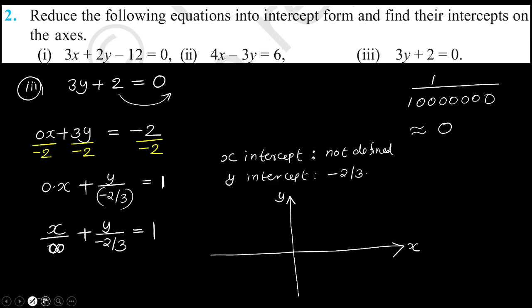The y-intercept is minus 2 by 3, which means it cuts the y-axis at minus 2 by 3. The line cuts the y-axis at minus 2 by 3, but it never cuts the x-axis, which means the line goes like this, parallel to the x-axis. If you look at the diagram, it is clear that there is no x-intercept, it never cuts the x-axis. But the line cuts the y-axis at minus 2 by 3, hence the y-intercept is minus 2 by 3. So the given line is actually a horizontal line, like this. So the answer is: x-intercept not defined, y-intercept is minus 2 by 3.